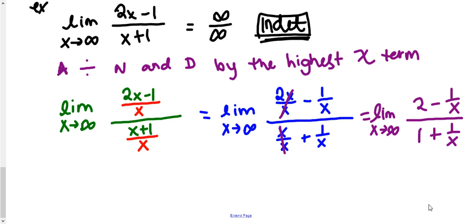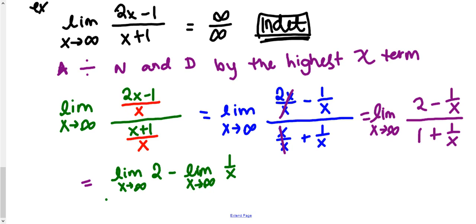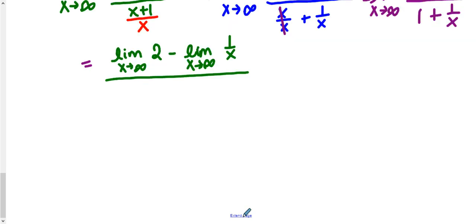Now we use our infinity rules. So think about this. We are going to take the limit of each of these things individually. We have the limit as x approaches infinity of 2 minus the limit as x approaches infinity of 1 over x, over the limit as x approaches infinity of 1 plus the limit as x approaches infinity of 1 over x.